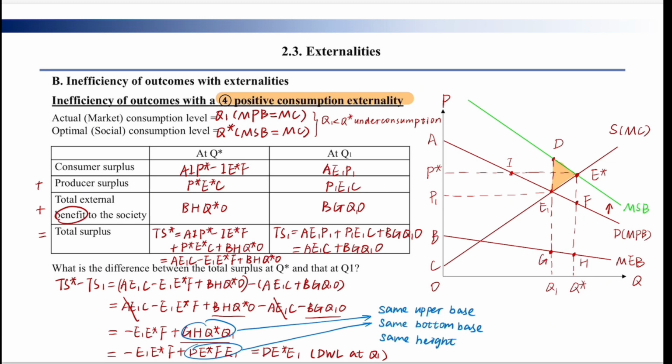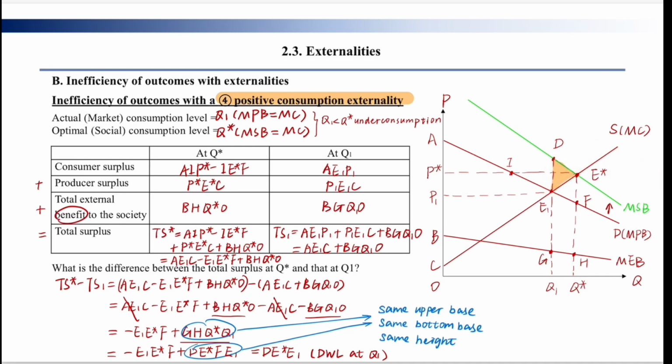First, we remove the brackets and we can eliminate these two. And we can use this trapezoid minus this trapezoid, which is equal to GHQ star Q1. And GHQ star Q1 is equal to DE star FE1, because these two trapezoids have the same upper base, the same lower base, and the same height. So this one is equal to this one. We use this one minus this one, which is equal to DE star E1. So this triangle DE star E1 is the deadweight loss at Q1.